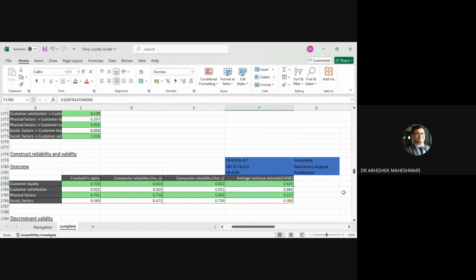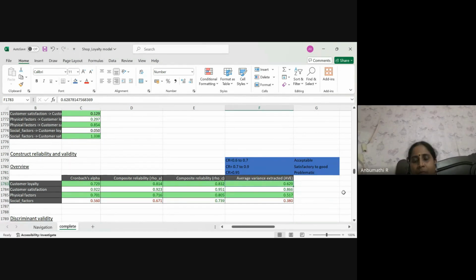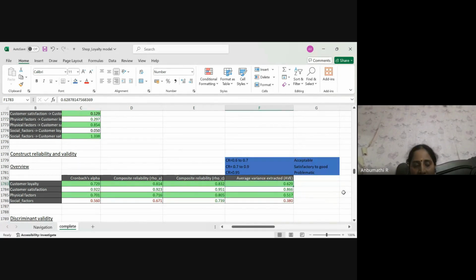Okay, R square could be 1 also. But in average variance extracted, only in an ideal system could the AVE be 1. If the AVE is 1, there is some problem with our model. It would mean 100% of one variable is explained by the indicators we have selected, which is impossible. So that is the coefficient of determination, R square.